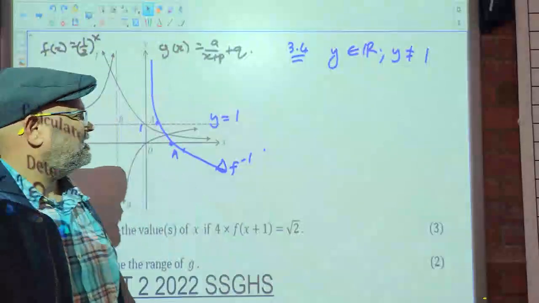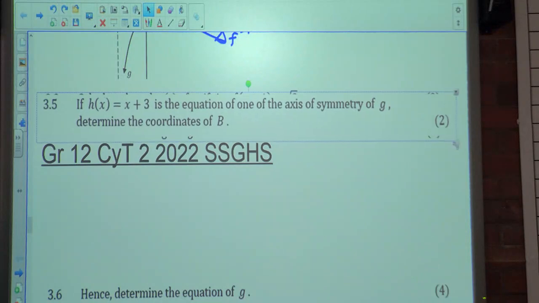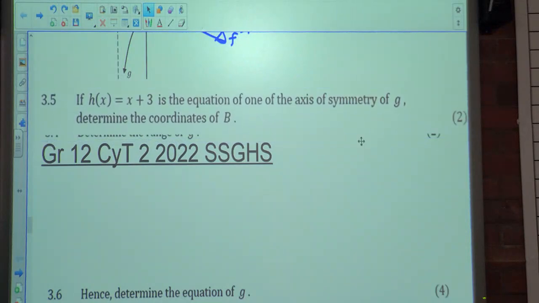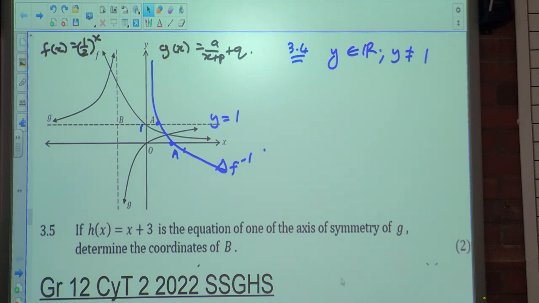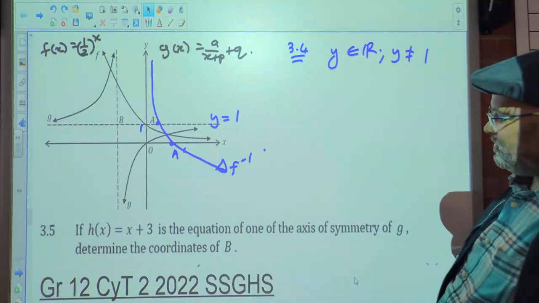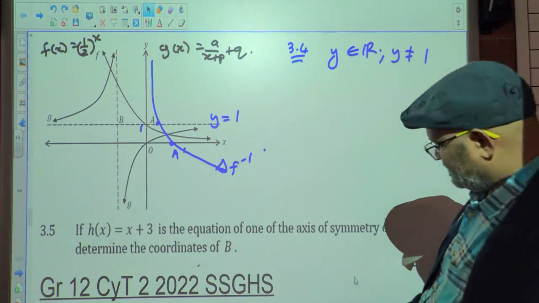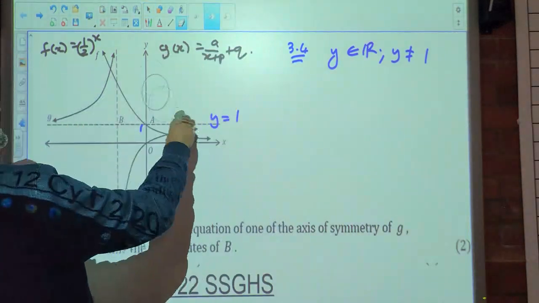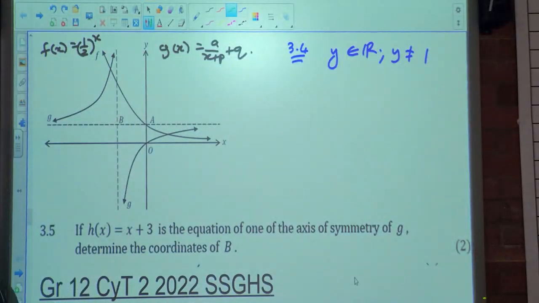Okay. Go to the next question. 3.5. If h of x is equal to x plus 3 is the equation of one of the axes of symmetry of g, determine the coordinates of B. So let's take this off here. So here we are told that h of x is equal to x plus 3 is the equation of one of the axes of symmetry of g.